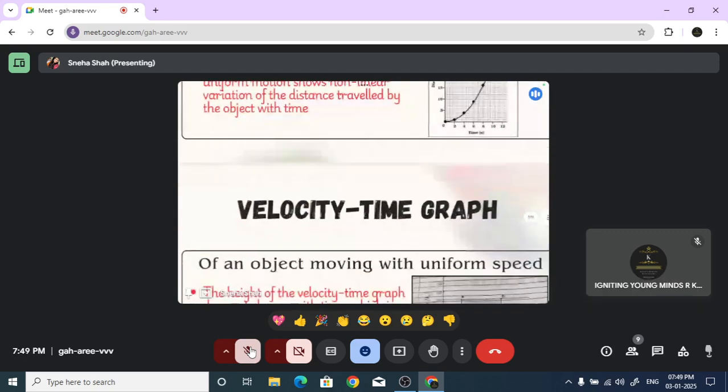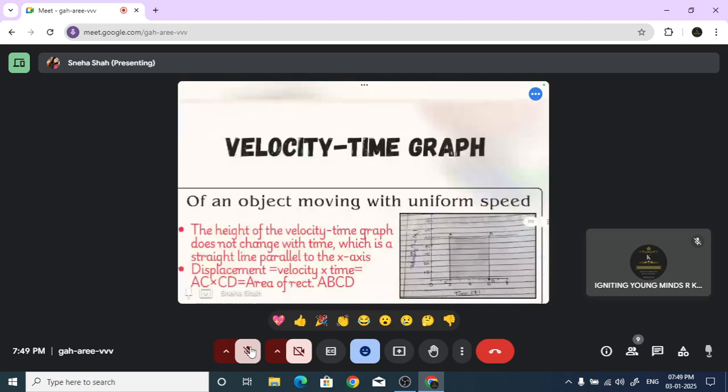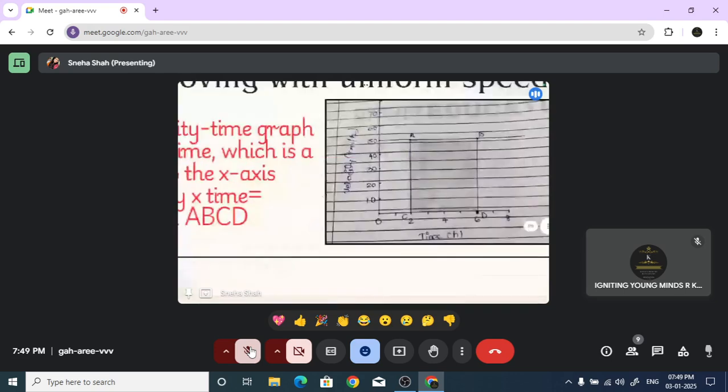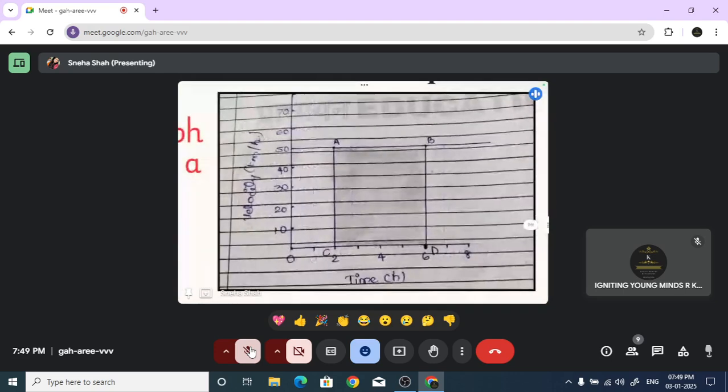Moving on to the velocity time graph. We talk about the velocity time graph of an object moving with uniform speed. Now, if the speed is uniform, can anybody tell me why there is a straight line from A to B? Why is there no slant? Because it is uniform speed, ma'am. Which means the speed is not increasing or decreasing with time. That is why whatever speed it starts its journey with, let's say 50 km per hour, from this graph, it is remaining constant with time.